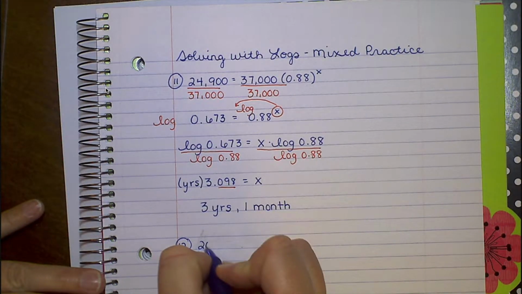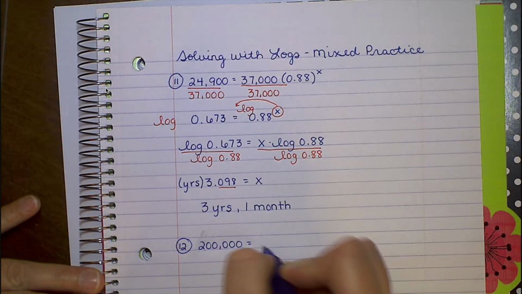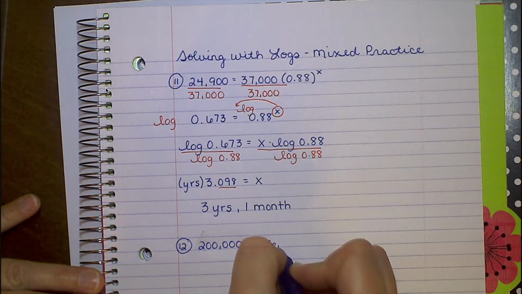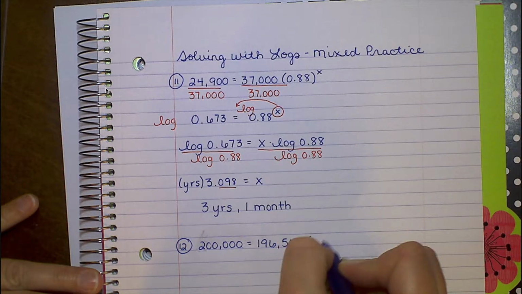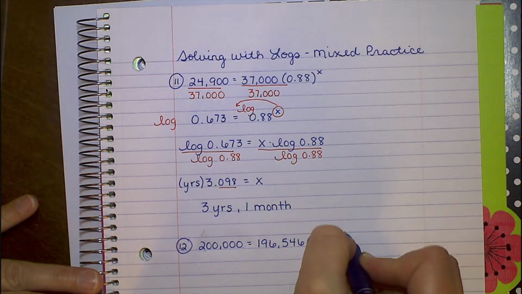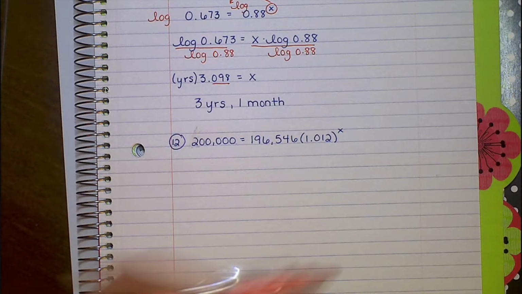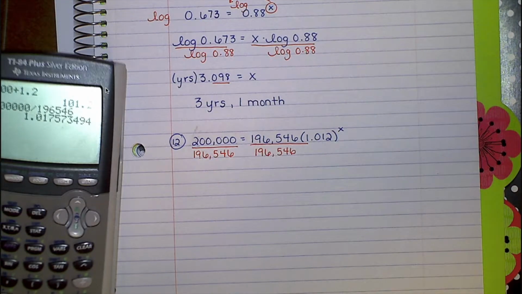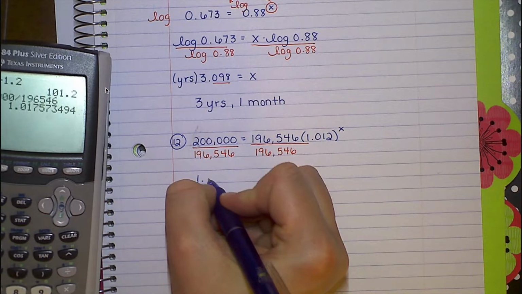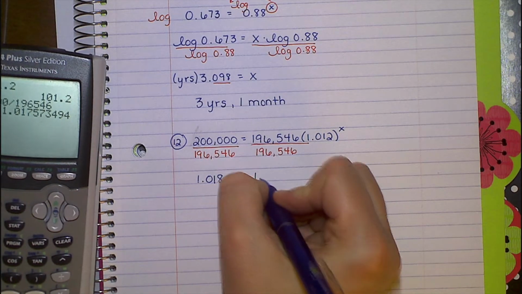200,000. And then there's the rest of my equation. So 196,546 times 1.012 to the power of x. And this one's actually going to work very, very similarly to number 11 here. I'm going to start by dividing out that number in front. This division, I ended up with 1.018. And again, that is a rounded decimal.